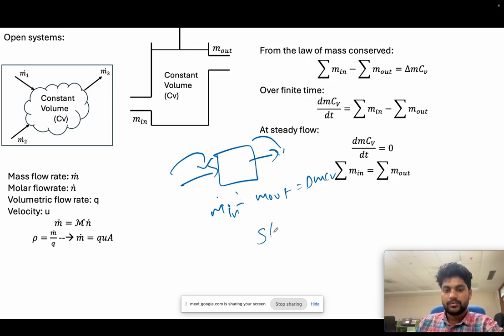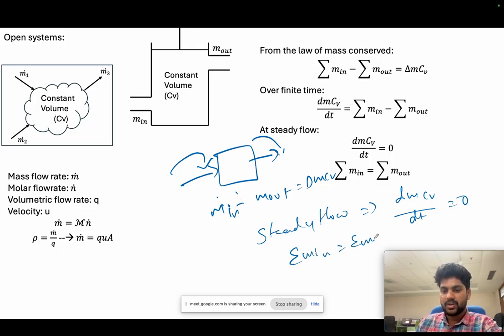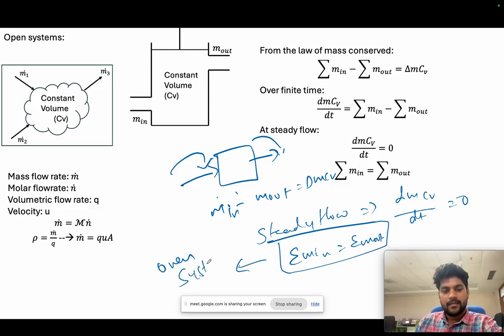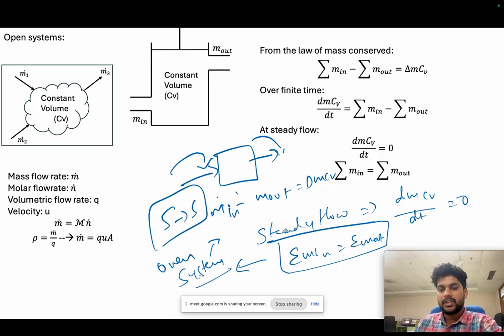At steady flow, dm of CV by dt equals 0, which says that sigma of m in equals sigma of m out. So this is basically the mass flows for open systems, when the system is transferring the mass from one point, one system, to the surroundings. So this is how it is happening. If you know this one, then we will go to the further slides.